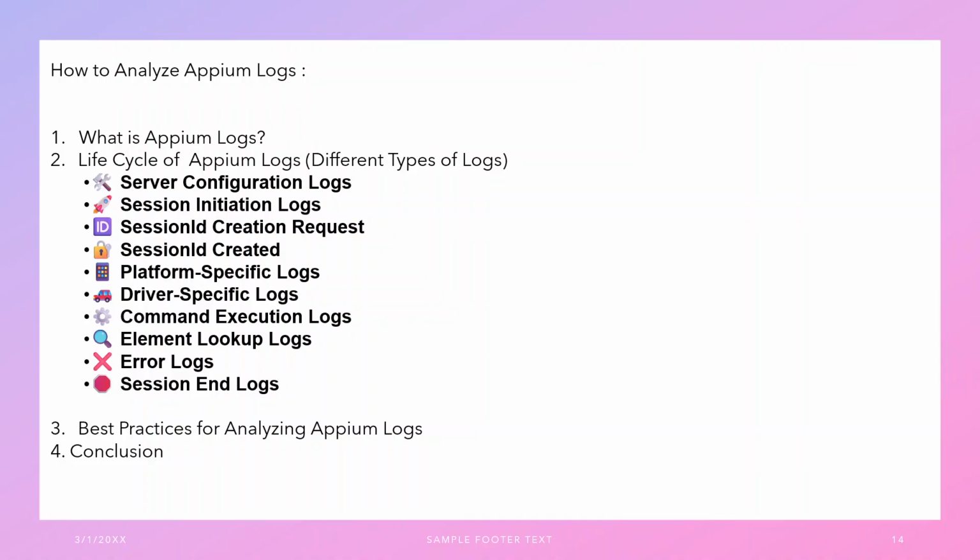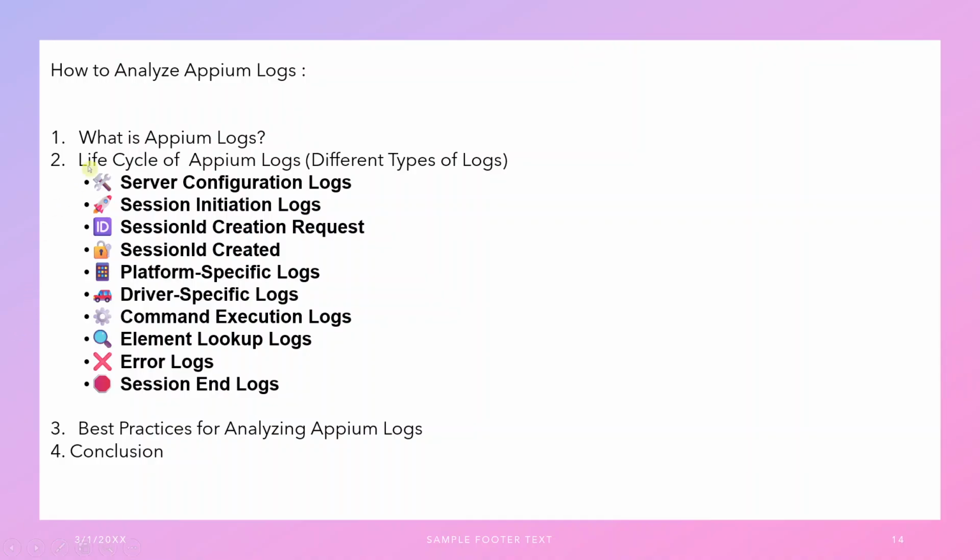At the end of this video, we can understand what exactly the APM log is, and if anything fails in our test execution, where we have to look, in which part of the APM log we need to look. The third one is the best practices for analyzing the APM log. What we need to use for best practices to analyze the APM logs and what things we need to do, we will discuss that. The next is the conclusion.